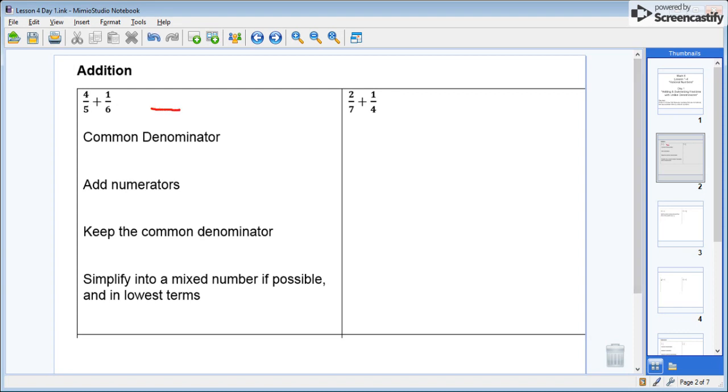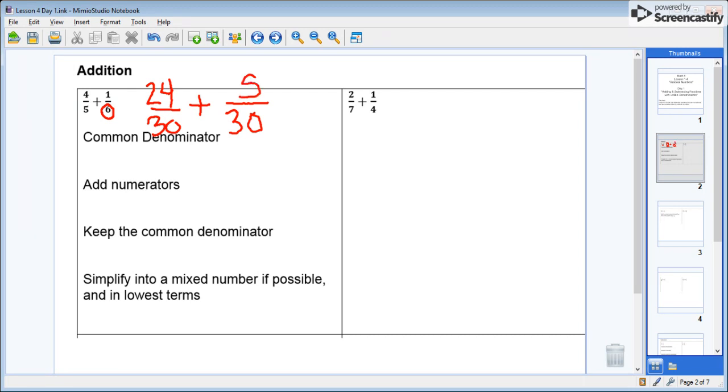So to change 4/5 to 30, you remember that you're doing 5 times 6. So if I multiply 5 times 6, I also multiply the 4 times 6, which changes it to 24. The addition stays as the addition, and my second denominator will also be 30. In this case, we had to multiply the 6 by 5 to get 30, so I have to multiply 1 by 5, which gives me 5.